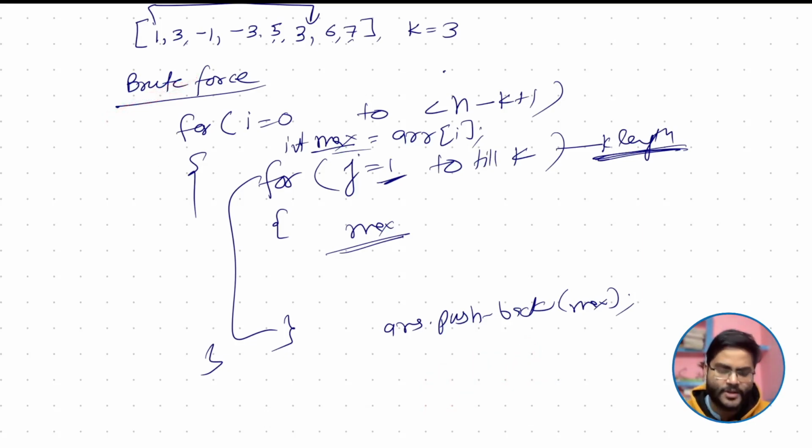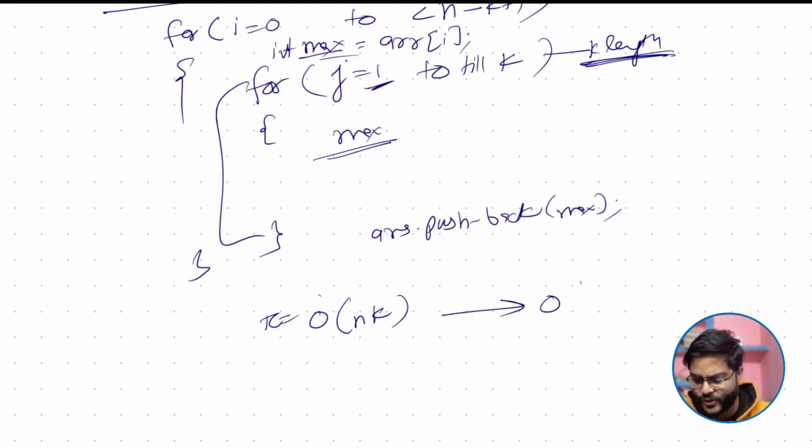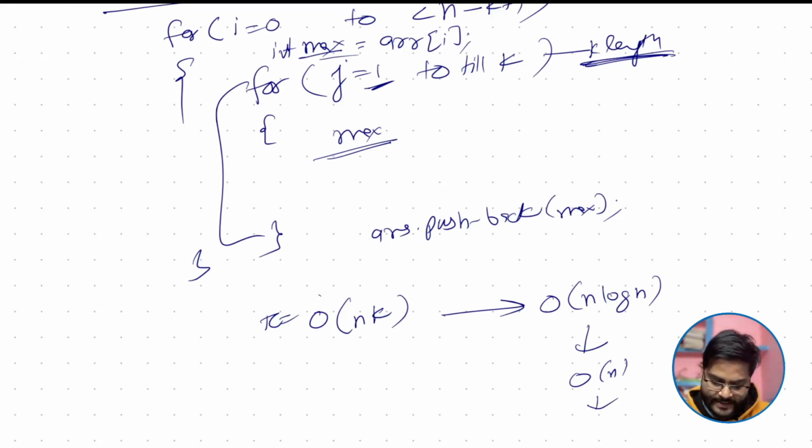So we want to optimize this further. From time complexity order of n into k, I want to reduce it to order of n log n or something, and then I can think of order of n and so on. So let's go through this.